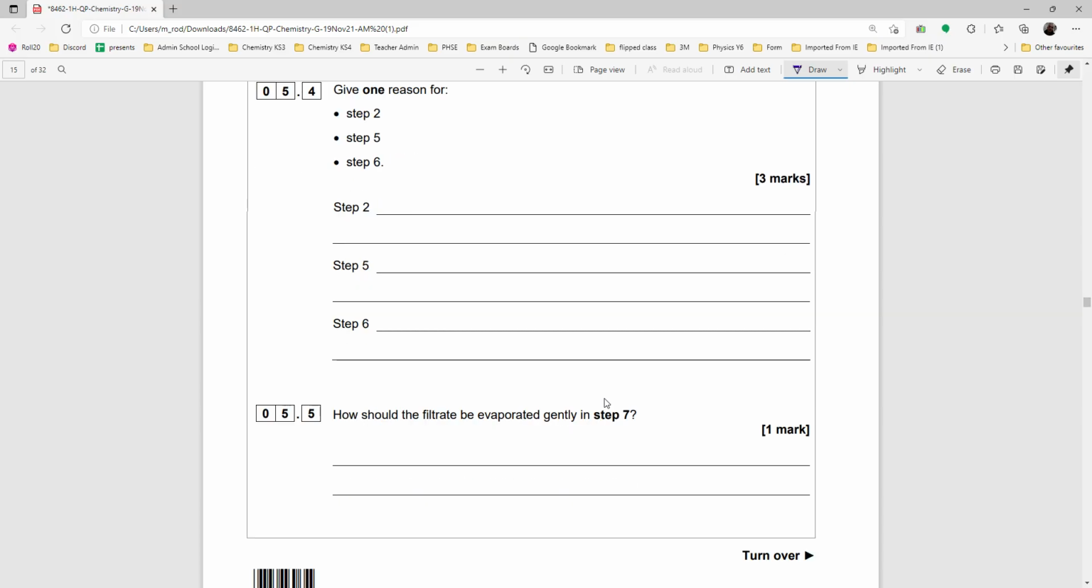How should the filtrate be evaporated gently in number 7? Well, if that's your evaporating basin, and there's a beaker, and you have some H2O in here, add some heat, and this is going to be doing it over a water bath, and that way you don't heat it too quickly, and the crystals don't explode as you do it. So, I think you may be allowed to get away with moving a flame in and out to ensure that the mixture doesn't boil too quickly, but you would have to be very explicit.